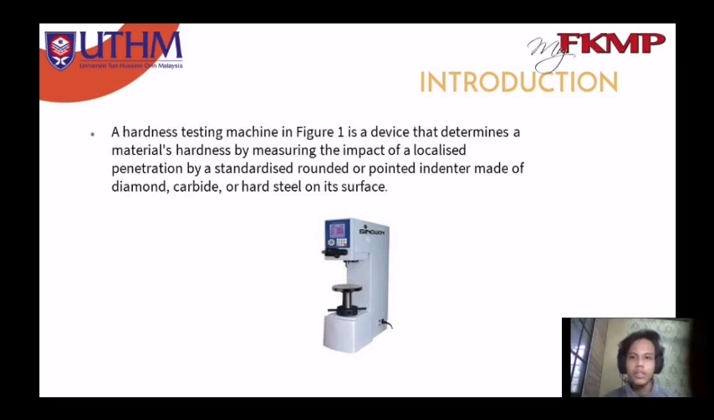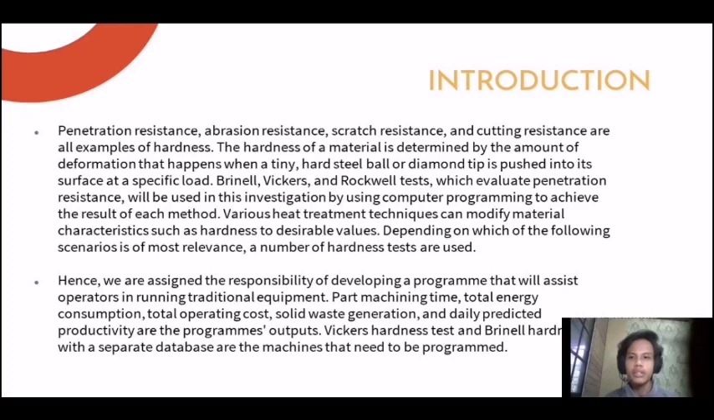A hardness testing machine, in Figure 1, is a device that determines a material's hardness by measuring the impact of a localized penetration by a standardized rounded or pointed indenter made of diamond, carbide, or hard steel on its surface. Penetration resistant, abrasion resistant, scratch resistant, and cutting resistant are all examples of hardness. The hardness of a material is determined by the amount of deformation that happens when a tiny hard steel ball or diamond tip is pushed into a surface at a specific load.